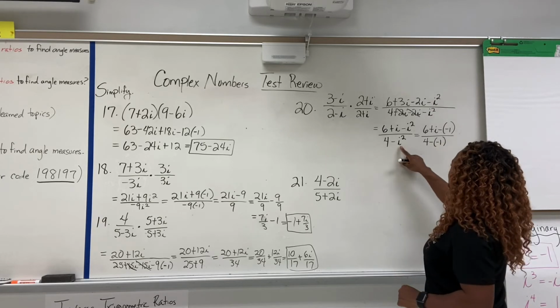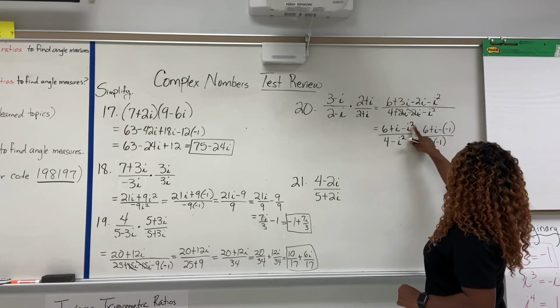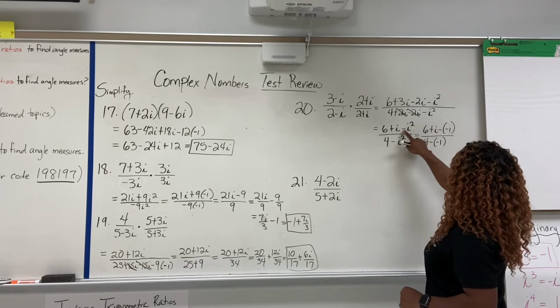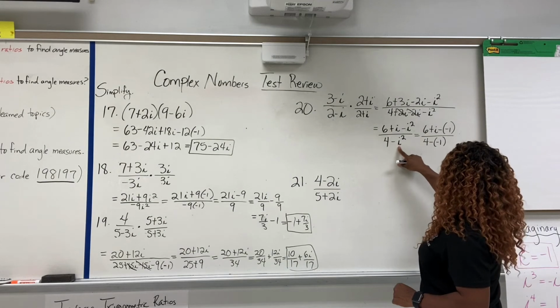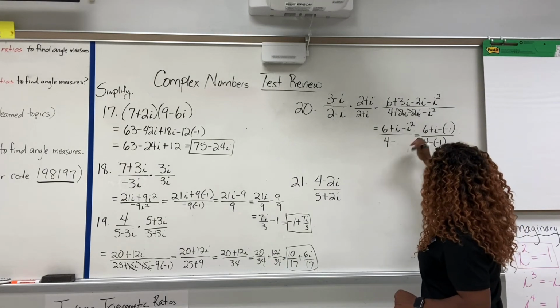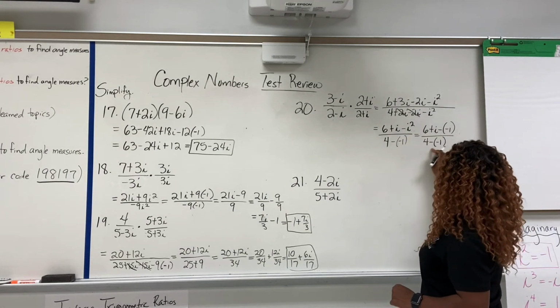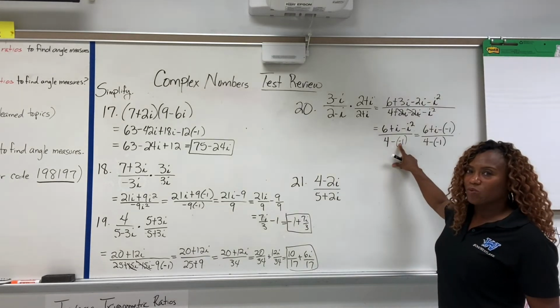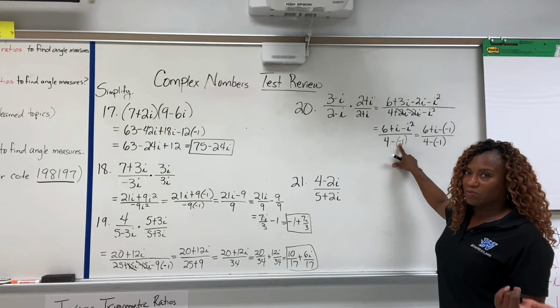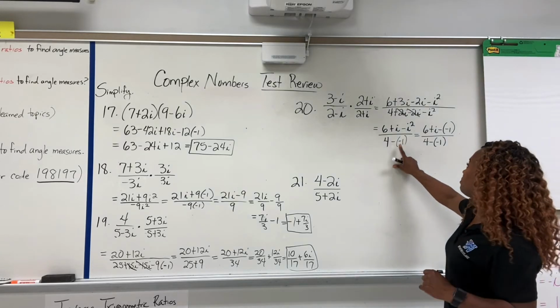Because keep in mind, I literally erased this and put negative 1 in place of it. So that minus is still there. See that? Imagine me erasing this and replacing it with negative 1. That's what I did. This negative is not the negative that comes with the negative 1 that we replace i squared with. So be careful. Students will make that mistake a lot.